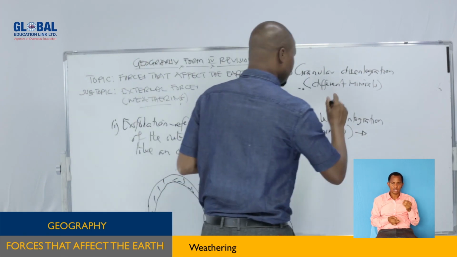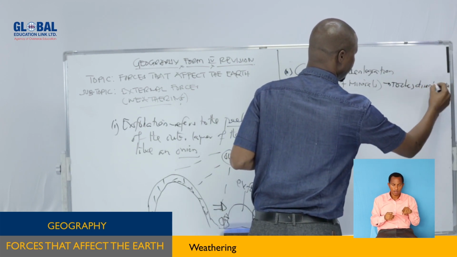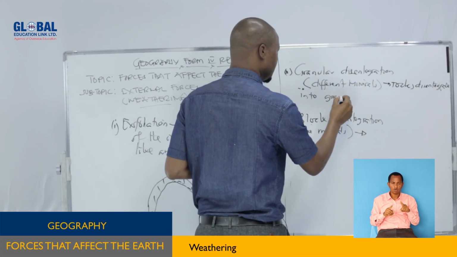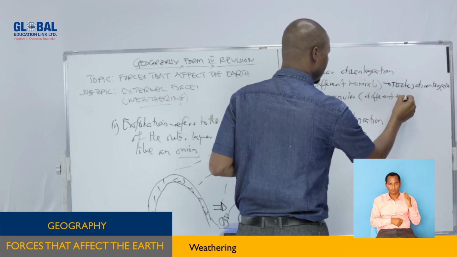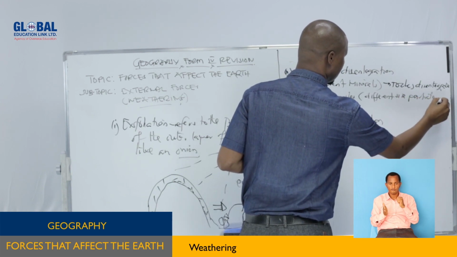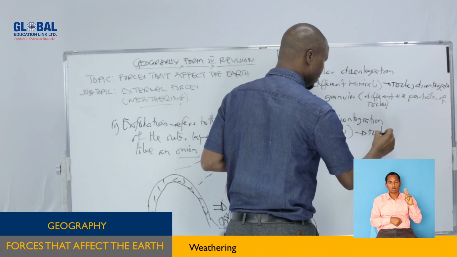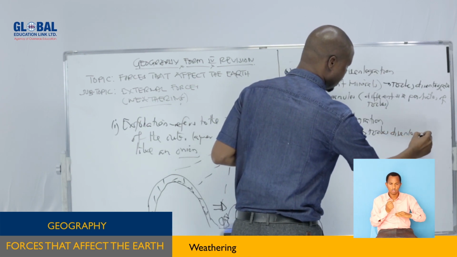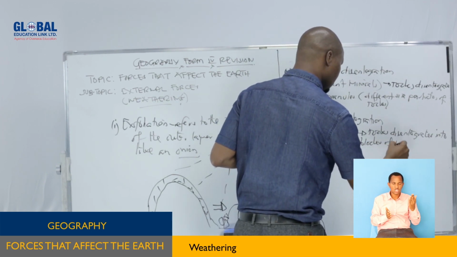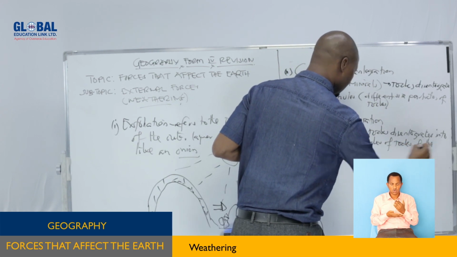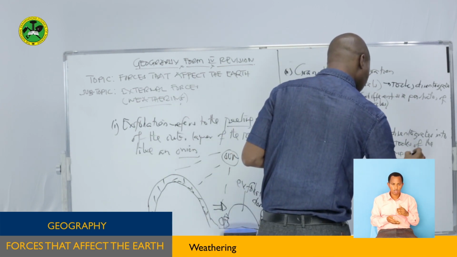So it means right here, the rocks disintegrate into granules, different size particles of rock. We call them the granules. While right here, the rocks disintegrate into blocks of rocks of the same nature, of the same size.